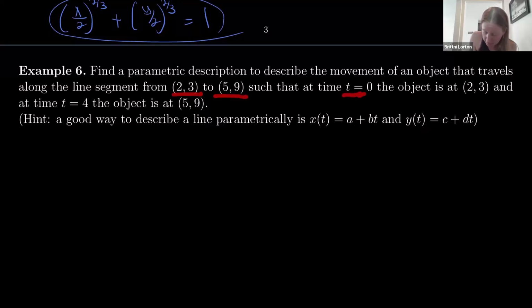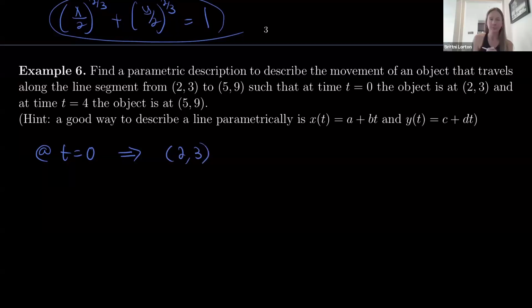And I want time equals 0 to give me (2, 3). And I want time equals 4 to give me (5, 9). So let's just start off with what we have. I want time equals 0 to give (2, 3). That's what I want. So let's think about it.